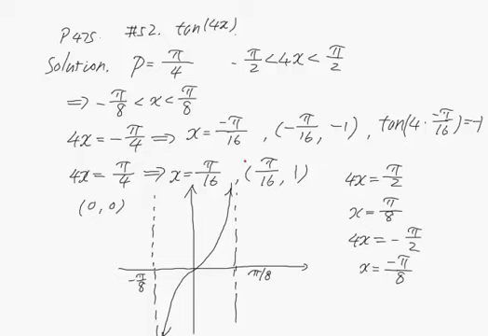Then we find the three key points by setting the whole input, 4x, equal to negative pi over 4, pi over 4, or 0. Correspondingly, we get the three key points for this graph. Then we draw the two vertical asymptotes by setting 4x equal to plus or minus pi over 2. Then we can draw the graph of this tangent function.